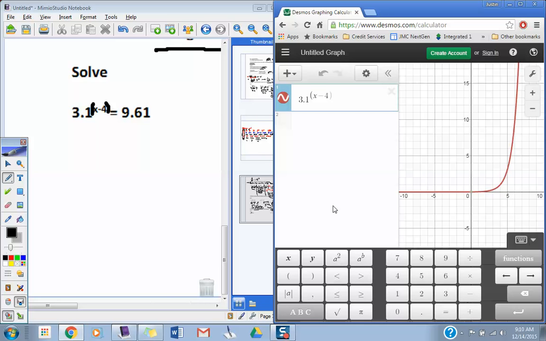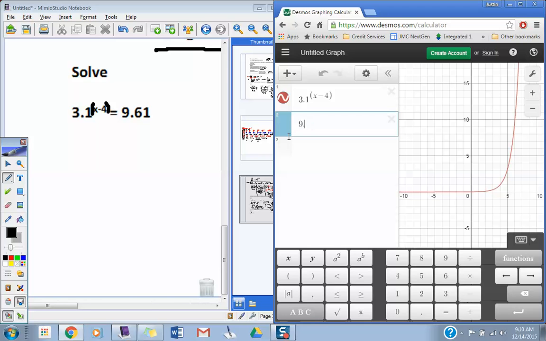Now again, which variable am I trying to solve for here? An x or a y? The only variable that's listed in this problem is an x, right? Then, once you've got that left side into field 1, put your right side into field 2. So I'm just going to put in 9.61. Is that okay?